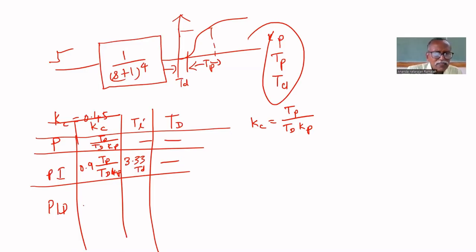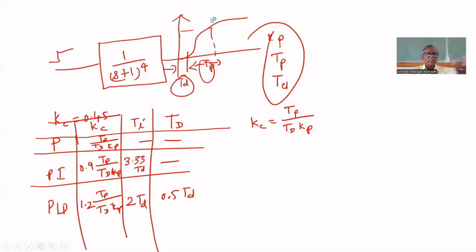For PID controller, Kc is 1.2 times Tp divided by Td Kp. Ti is equal to 2 times Td. Td is 0.5 times Td. That's all. So we find the reaction curve, find Td, Tp, Kp, and substitute, and you will get the tuning parameters. By simulation, you have to find the servo and regulatory response using P only controller, then using PI controller, then using PID controller. You will get 6 responses.